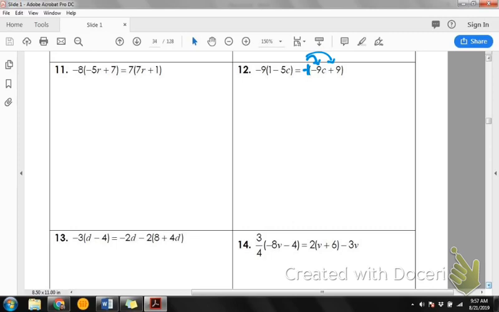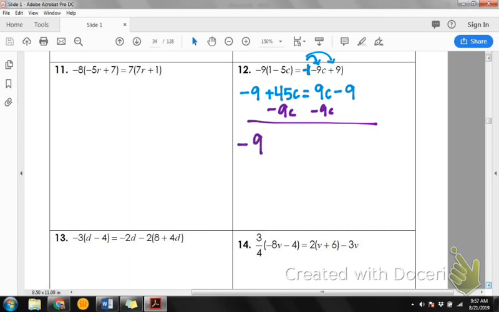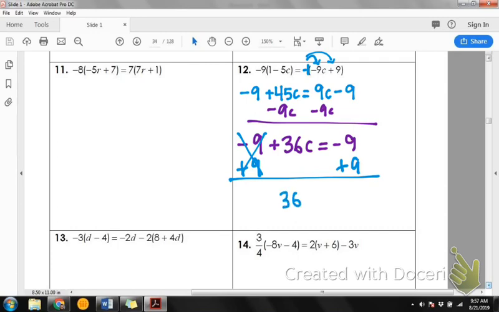Okay, so make sure you're distributing. I'll start writing on the board if you need a little bit of guidance, but keep going. This should be your first equation after distributing. 45 minus 9 is 36C. Okay. So we're at -9 plus 36C equals -9. All right, so now we're going to add this 9 over so we can get our variable by itself. So I have 36C equals 0.